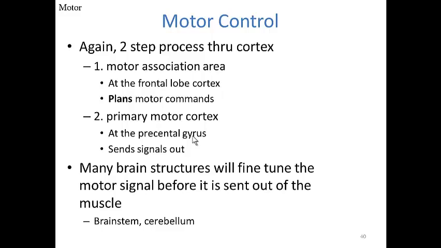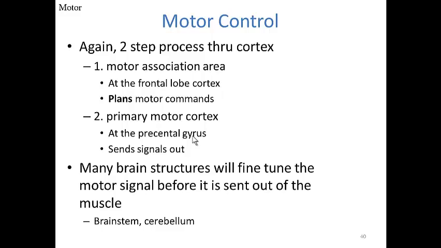So again, this is a two-step process through the cortex. We start off the planning of a motor command at the motor association area, which is located in the frontal lobe of the cerebral cortex. So this is where we decide and make the plan to move a muscle. So if you decide you want to throw your hands in the air like you just don't care, that plan starts here in the motor association area. From there, the information will be sent to the primary motor cortex at the precentral gyrus. And from there, the signal will be sent down to other parts of the brain and then eventually out to the muscle.